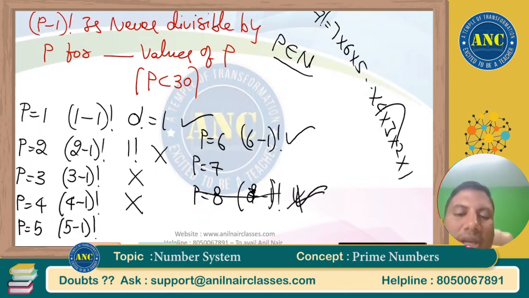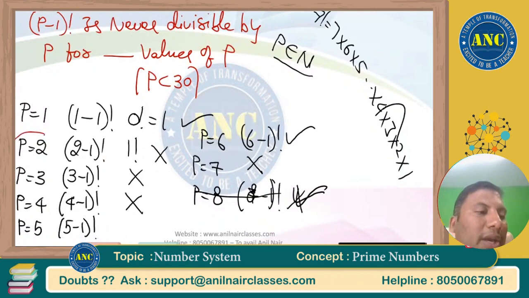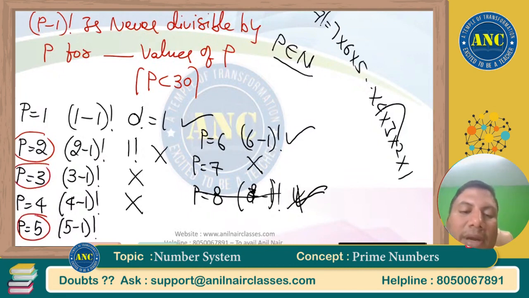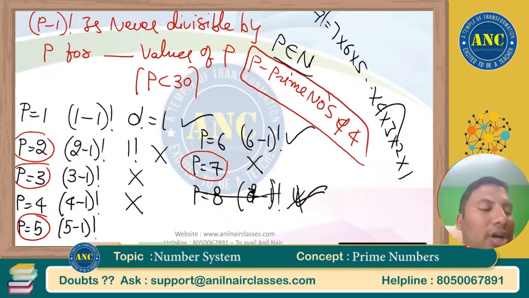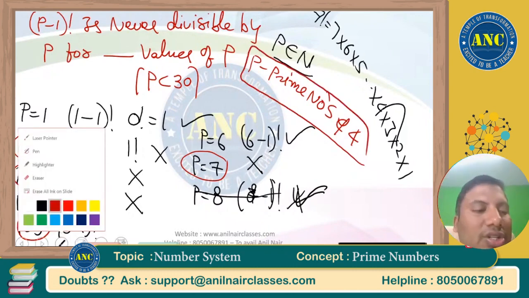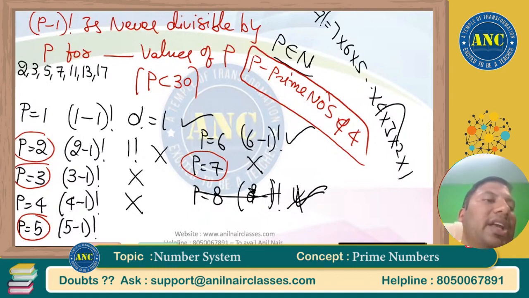Now, where all we got cross marks, if you observe, you will get the answer easily. We got cross marks for P equivalent to 2, prime number; P equivalent to 3, prime number; P equivalent to 5, prime number; P equivalent to 7. And in addition, we got the case P equivalent to 4. That means P will take all prime numbers and 4. So P will take 2, 3, 5, 7, 11, 13, 17, 19, 23, 29 and 4.